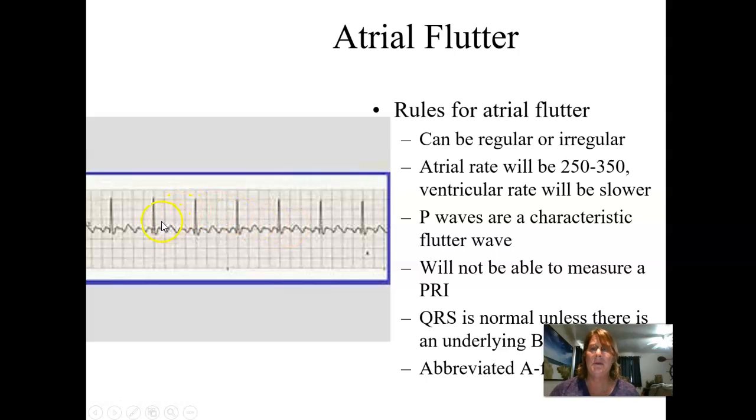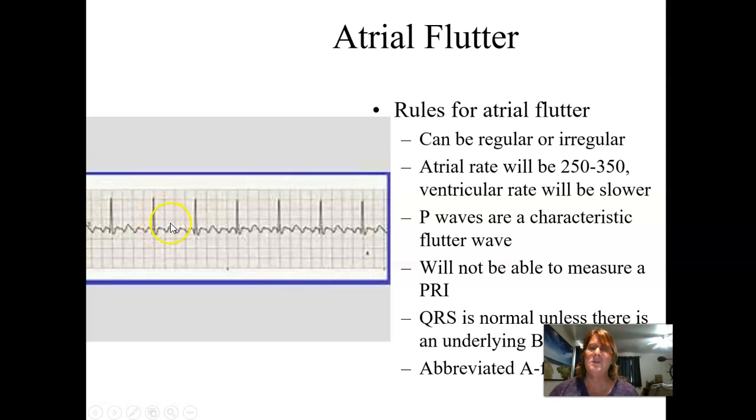So in this example here, I have QRS to QRS to QRS is regular. My rate, we're going to say this is a 6-second strip. 1, 2, 3, 4, 5, 6, 7. So rate is 70. I see that my P waves have a sawtooth or flutter type of appearance to it. It almost looks like the top of a picket fence.